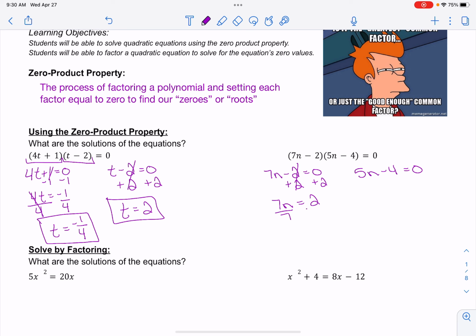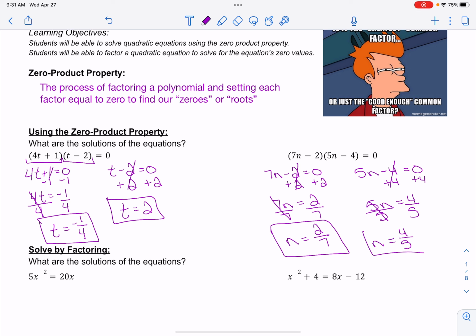And then to get n by itself, we divide both sides by 7. So we get n equals 2 over 7. And in this other one, we add 4 to both sides. So we get 5n equals 4, and then divide both sides by 5 to get n equals 4/5.